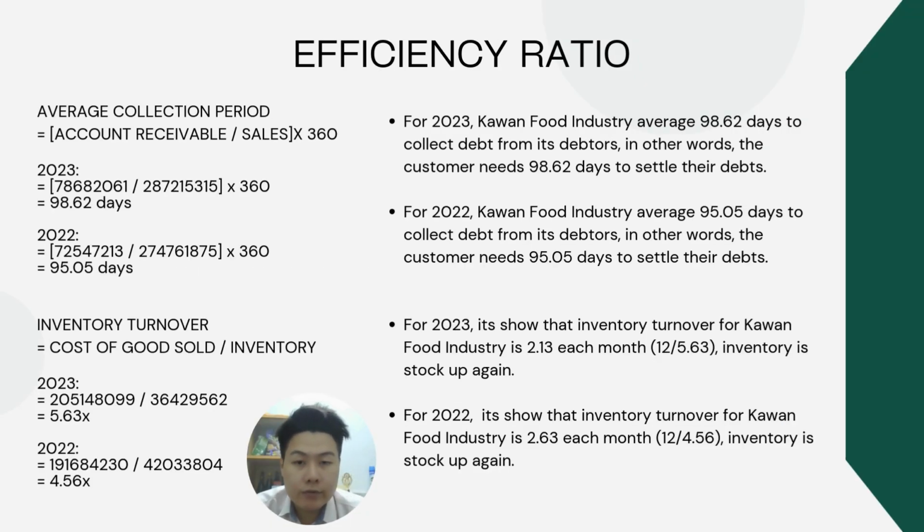Alright, so next we move on with the efficiency ratio. For the year 2023, Kawan Food Industries took an average of 98.62 days to collect debt from debtors. In other words, the customers need 98.62 days to settle their debts. So after the analysis in 2023, Kawan Food Industries rounds off to around 98 to 99 days to get their debt back. But for 2022, Kawan Food Industries had an average of 95.05 days, which means around 95 days to collect the debt from the debtors.